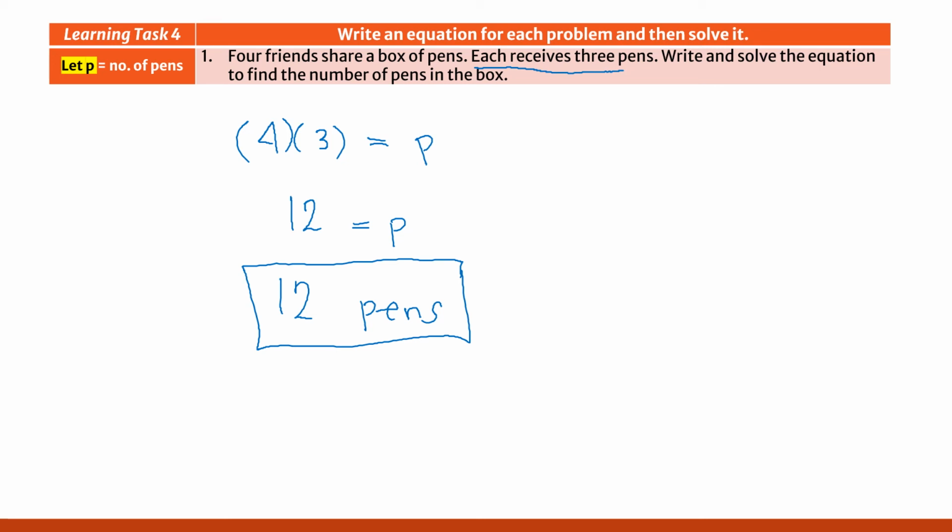Tama ba? So, again, sabi doon, 4 friends share a box of pens. So, merong box of pens. Each receives 3 pens. Eh, di ibig sabihin, meron 12 pens inside the box. So, 12 pens here is correct.